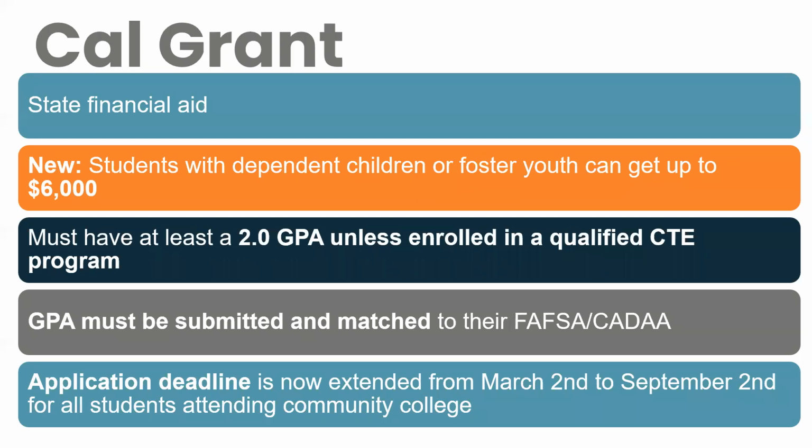And historically, I will mention too that only 10% of foster youth received a Cal Grant in the past. So it's really important to help them complete the FAFSA and CADA, ensure that their GPA was successfully submitted, since they could be eligible to receive up to $6,000 in Cal Grant funding. So this is a lot of money, and it can really help them pursue their post-secondary goals.